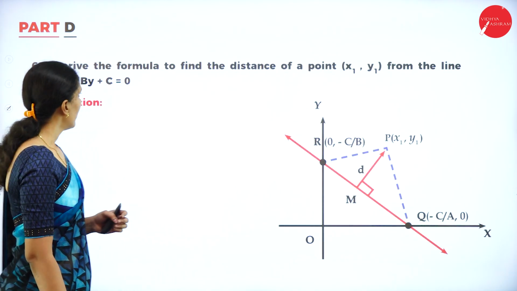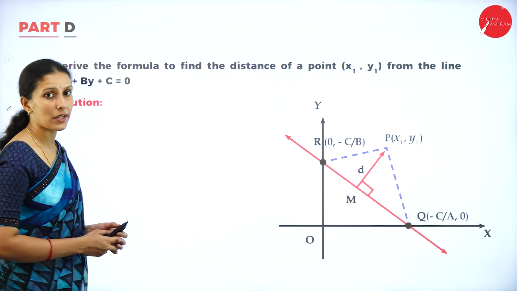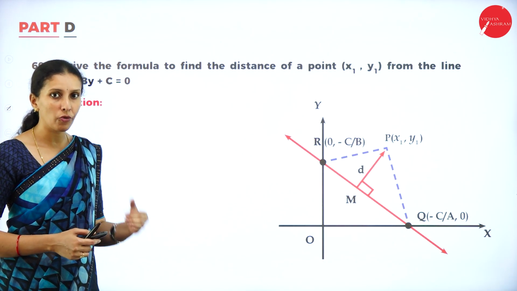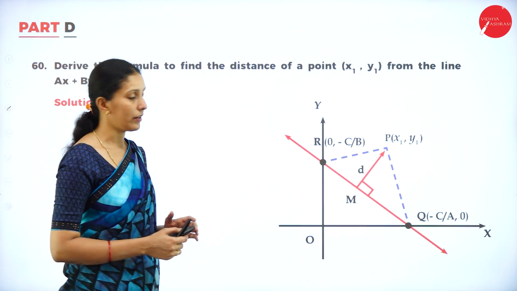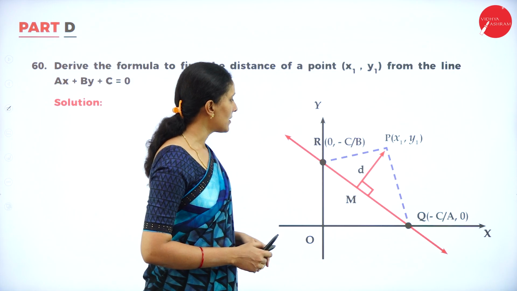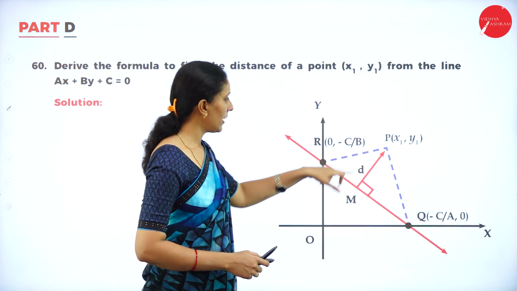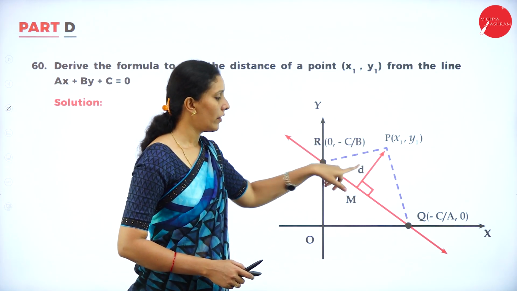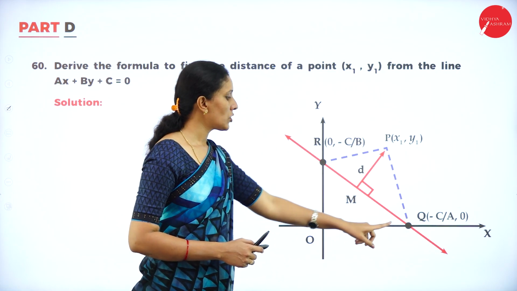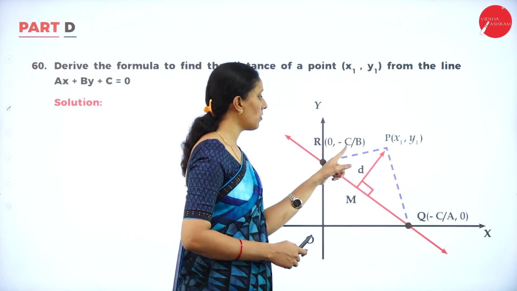So next one, derive the formula to find the distance of a point (x1, y1) from the line ax plus by plus c is equal to 0. As I said already, a diagram is very important when you are proving any theorem with the help of the geometrical method. So this is the diagram we use to find the distance of a point from a line. What we have to consider here is the line and the point P of (x1, y1). Draw a perpendicular PM, which is represented as d, the distance between the point and the line. Next, the line touches the x-axis at point Q and the y-axis at point R, whose coordinates are (minus c by a, 0) and (0, minus c by b).